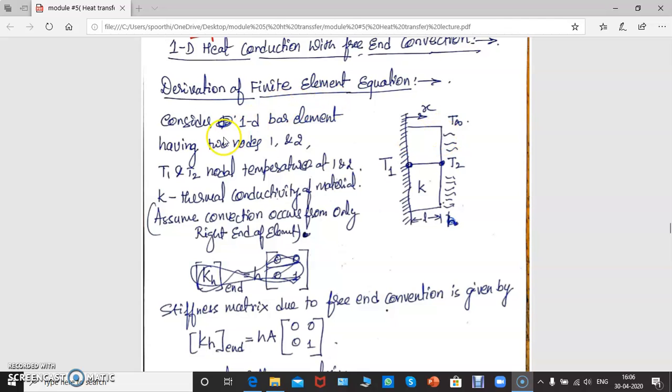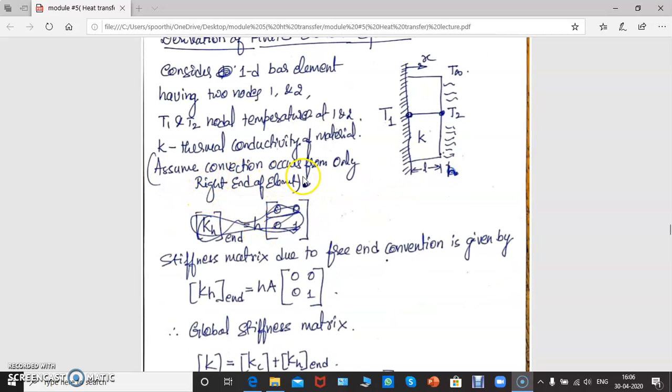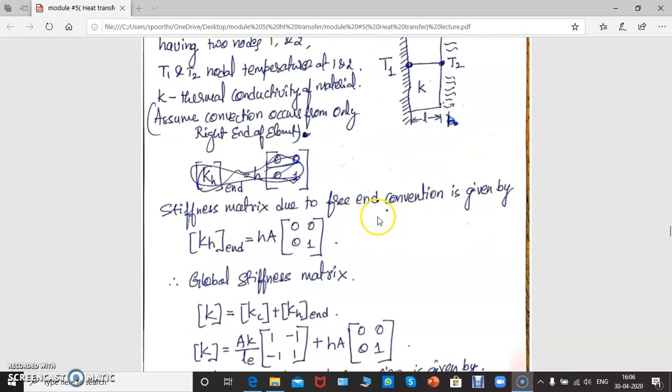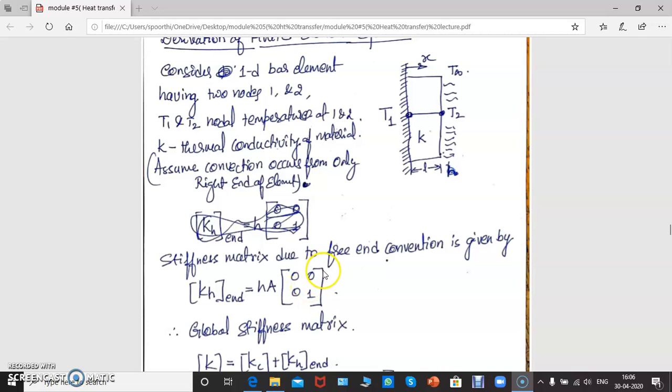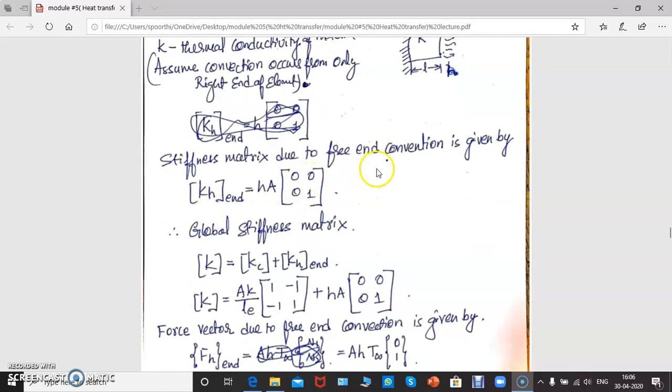Now K is the thermal conductivity of the material. So assume convection occurs only from the right hand element as shown in the figure. Now when this is the context, how to get the equation for that? The stiffness matrix due to free end convection is given by Kh equal to hA times [0 0; 0 1]. So this can be derived. I am not going to talk about this derivation, but I will directly write this particular equation.